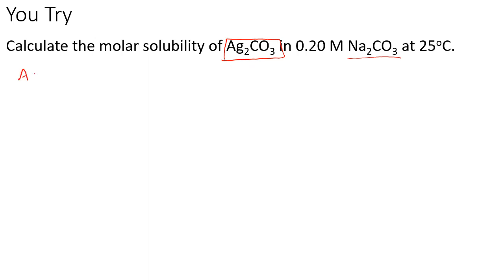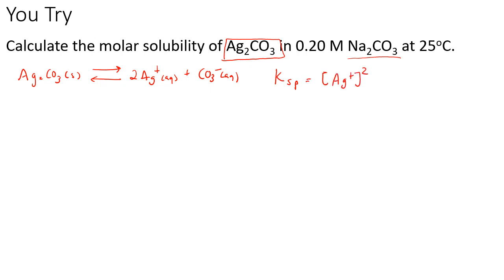Starting with our silver 1 carbonate, we're going to have Ag2CO3 solid that breaks up into 2 moles of silver ions, and we're going to get 1 mole of carbonate ions. Next, we can write the KSP expression. KSP will equal the concentration of silver ions, and that'll be squared, times the concentration of carbonate ions.